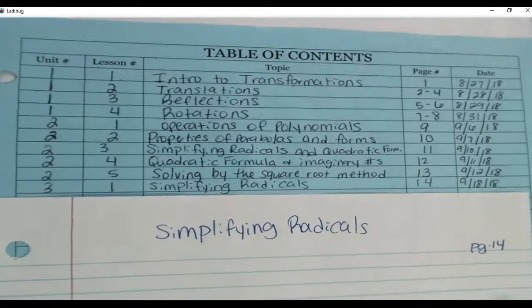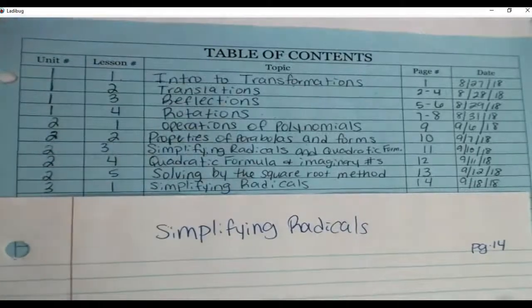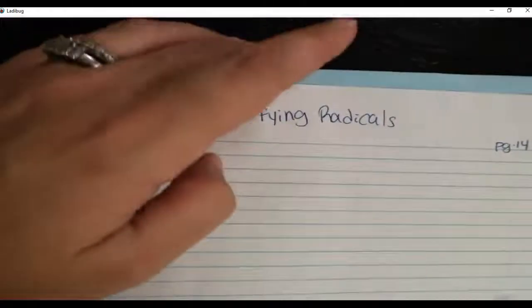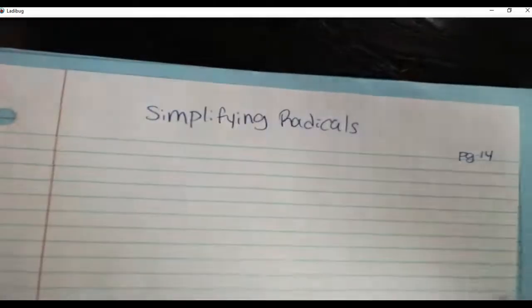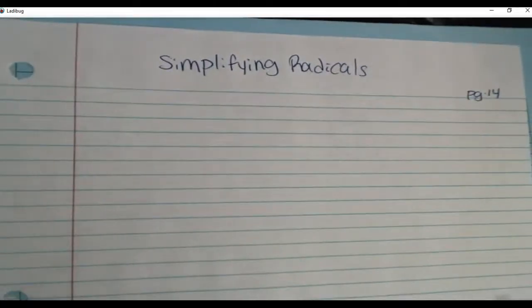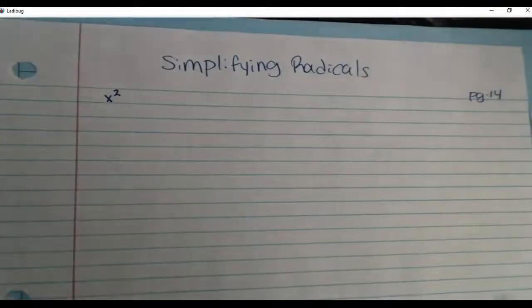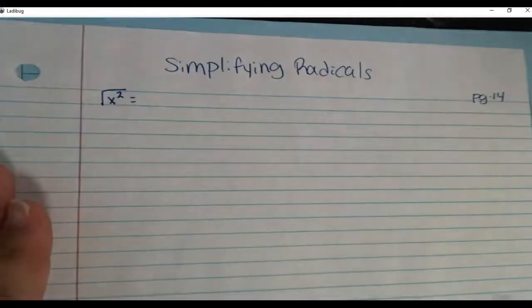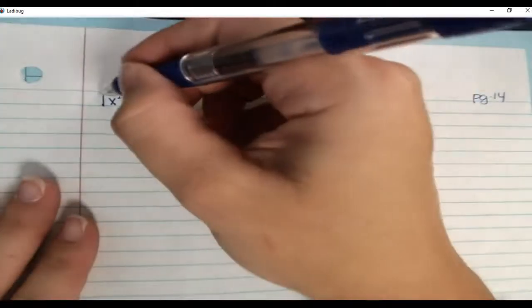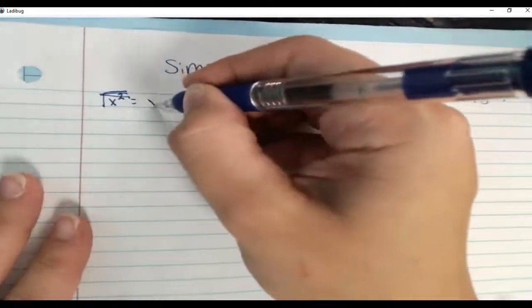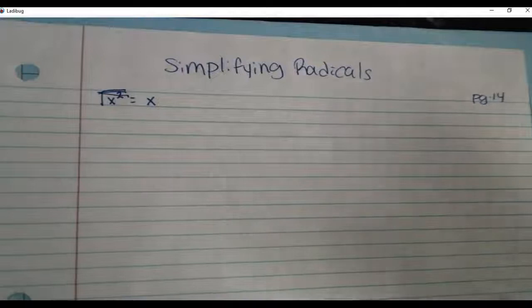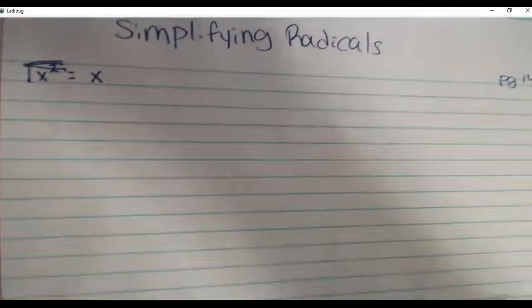So we're going to simplify radicals, but we're looking at more than just perfect squares today. Last week we solved using the square root method. And so we said if we had x squared and we took the square root of that, what would happen? Yeah, so the square root and the square cancel out, and we just have x left. That happens because they're inverses, or opposites, of each other.